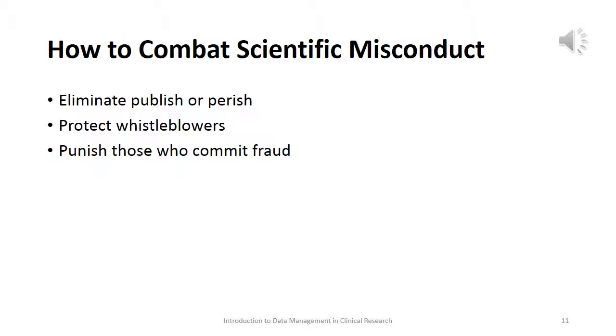One thing we can do is eliminate the publish or perish paradigm that exists in a lot of academic institutions. Many of you are familiar with this. Faculty and other researchers need to publish on a regular basis, and many of them need to do that in order to maintain their professional standing. We need to protect whistleblowers, people that come forward and expose misconduct need to have some form of protection against some type of retaliation. And finally, we need to punish those who commit fraud.